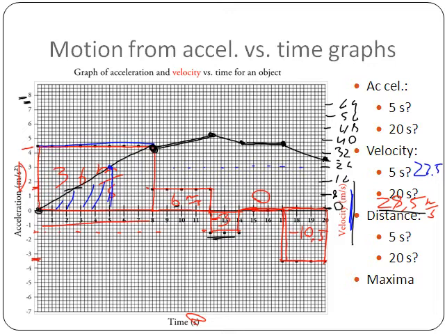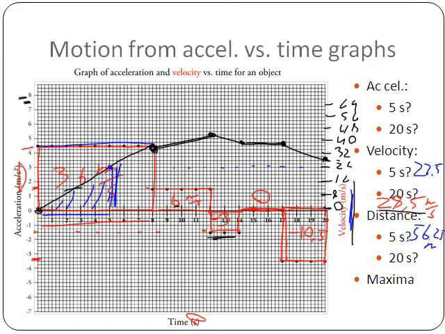It has a length of 5. It's a triangle. So 0.5 times 22.5, because that's going to be what this height is, this length right here, times basically the time across here, which is 5 seconds. And so in doing that, we get 56.25. So at 5 seconds, it's traveled 56.25 meters right there.